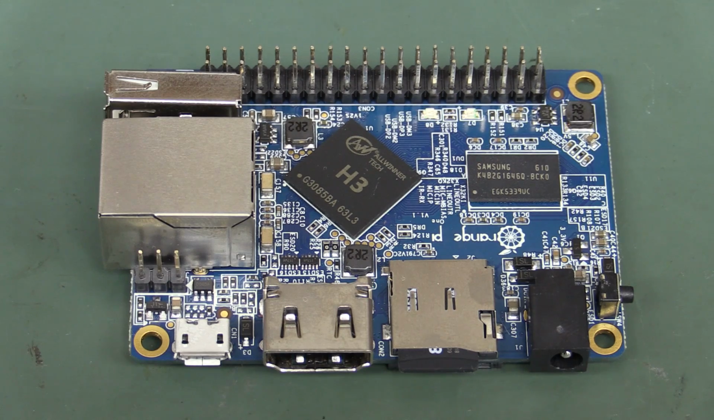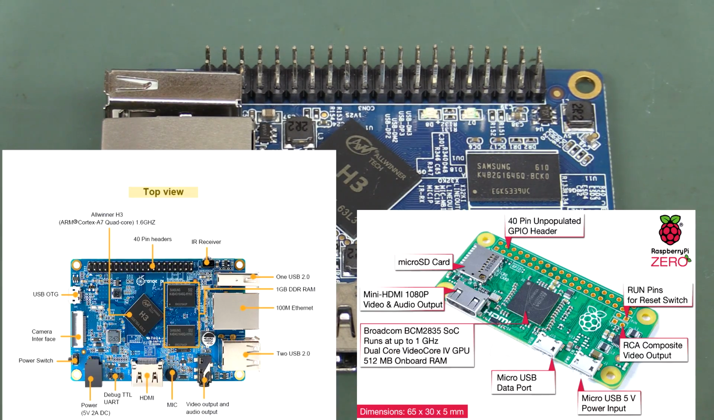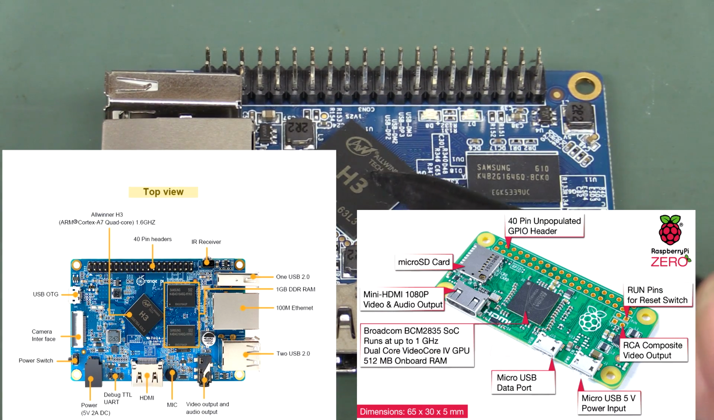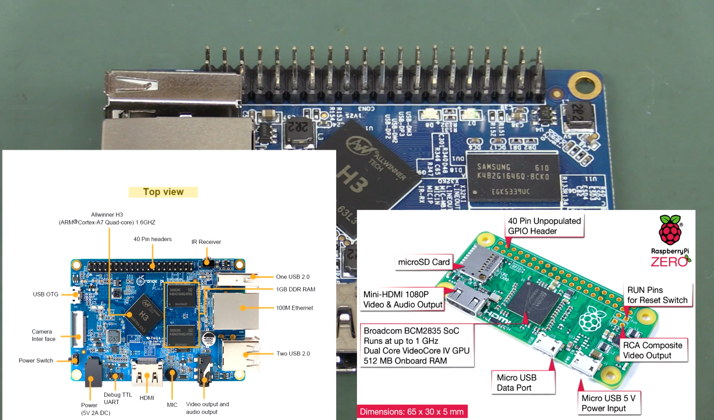Now, if you actually compare this to the Raspberry Pi Zero, there's basically no contest. The Raspberry Pi Zero is a single core ARM Cortex A7 running at 1 gig. But this thing uses the Allwinner H3 chipset, which we'll take a look at, the ARM Cortex A7. It's got 4 cores in there running at 1.2 gig.